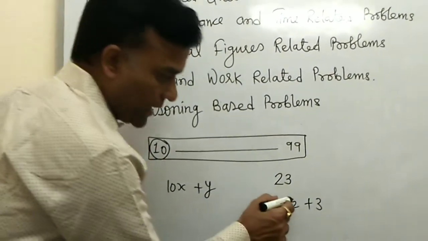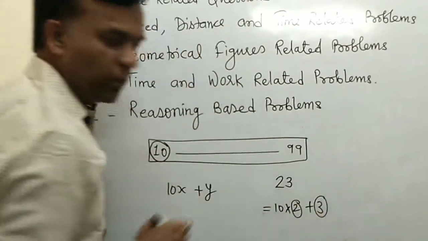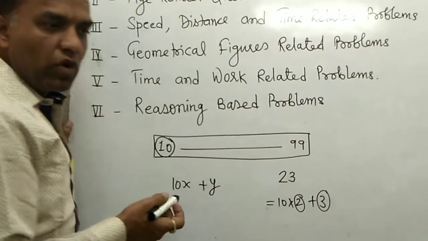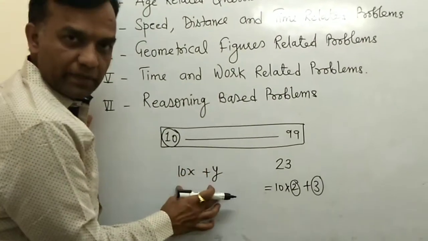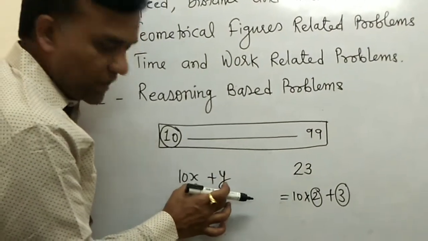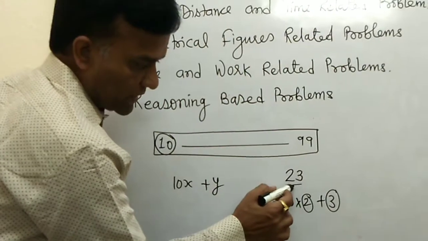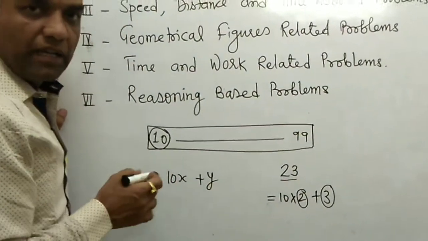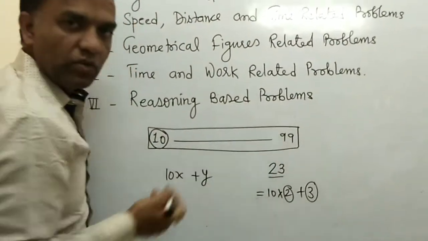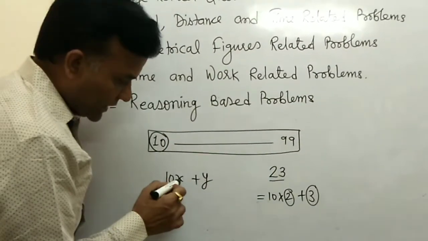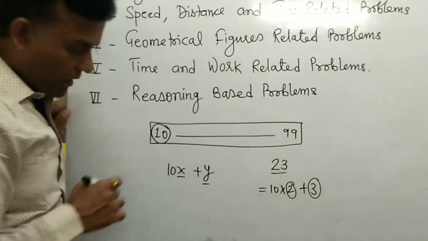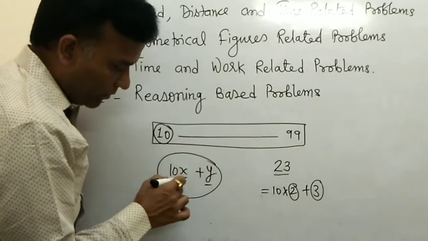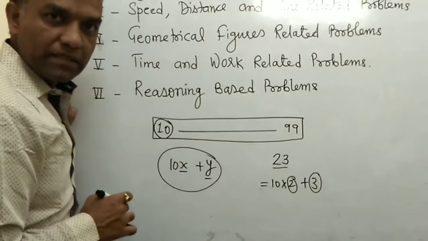Okay, so 2 and 3: this is the tens place and this is the unit place. Here we consider digits, because digits form the numbers. So here you consider x and y, because 23 can be described in two parts, like 10 into 2 plus 3. Similarly, your number starts from 10, and which number lying between 10 to 99 you don't know. So you consider the digits x and y. The whole number you consider is 10x plus y, in which x and y are the digits.